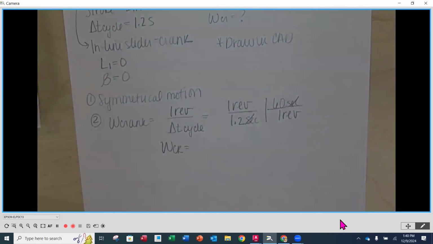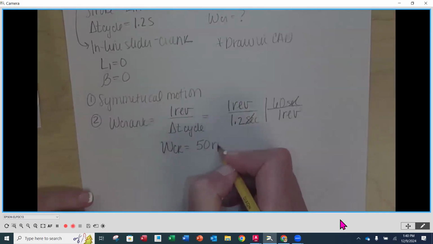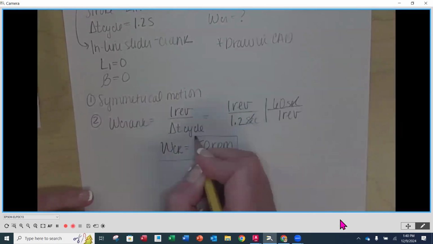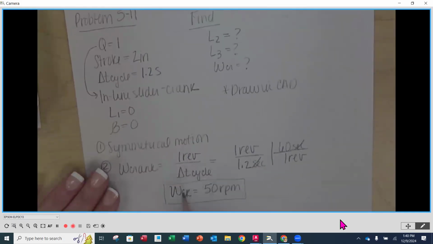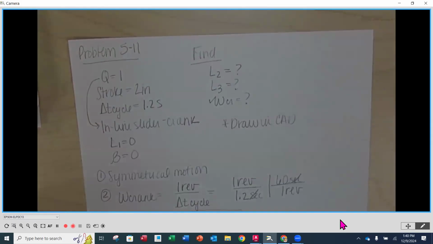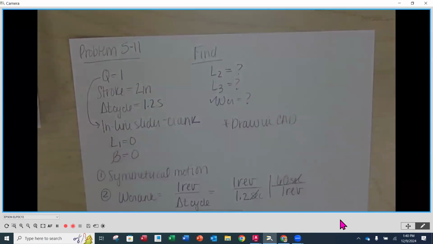And our W of our crank is what? What do we get for that? Oh, Emily got it already. 50 RPMs. Yes, 50 RPMs. So we'll get done with that one, so that way we don't have to forget about it later or have to do it after we do everything else. Okay. So now we've got our W of our crank, so we can just cross that off. But we need to find out what are the lengths of links 2 and 3.